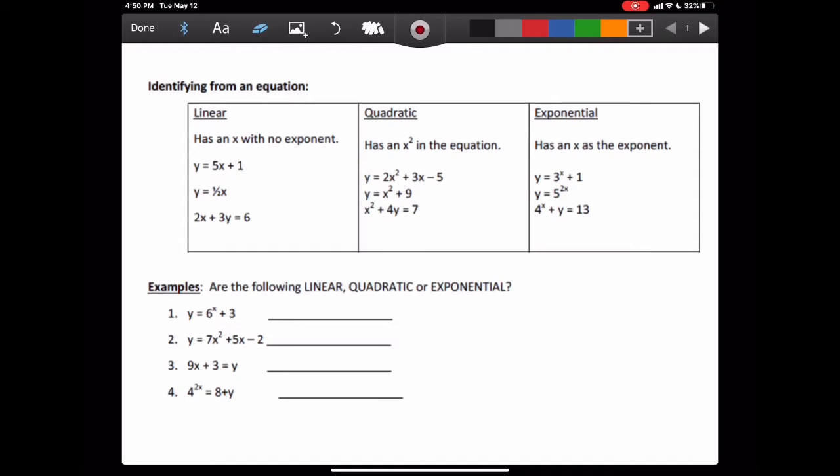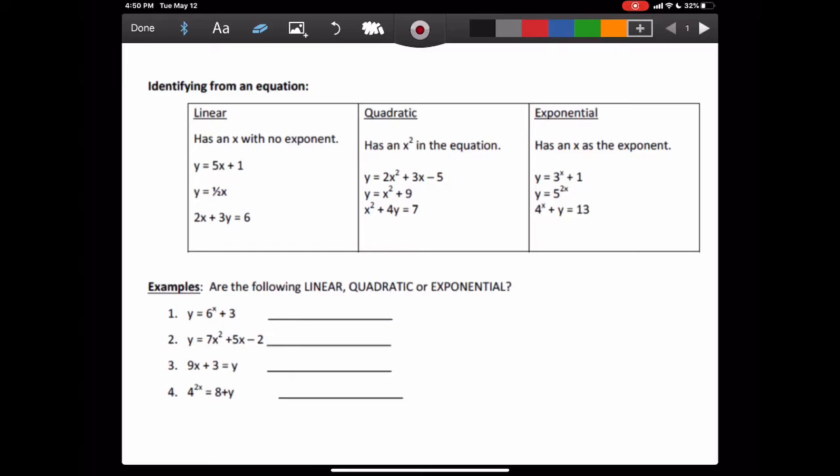All right, guys, in this video, we are going to be comparing the three functions that we have reviewed in Algebra 1. We talked about linear functions, quadratic functions, and exponential functions. Let's talk about the main thing about each one.